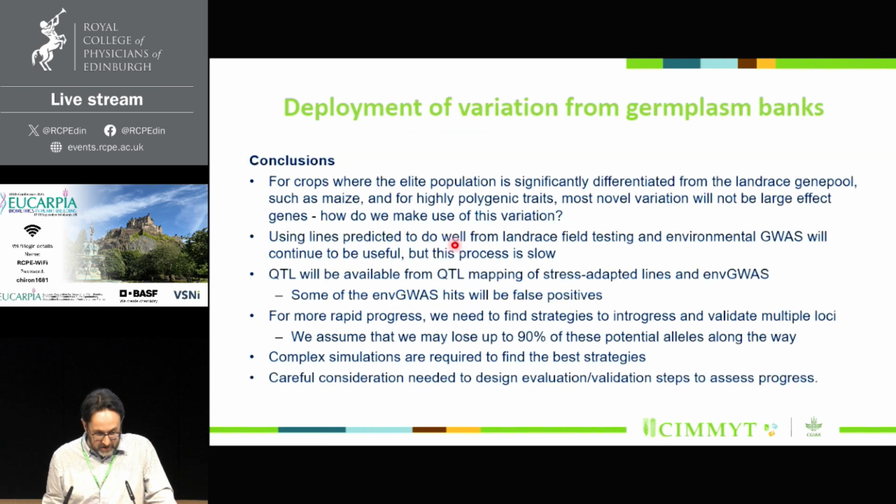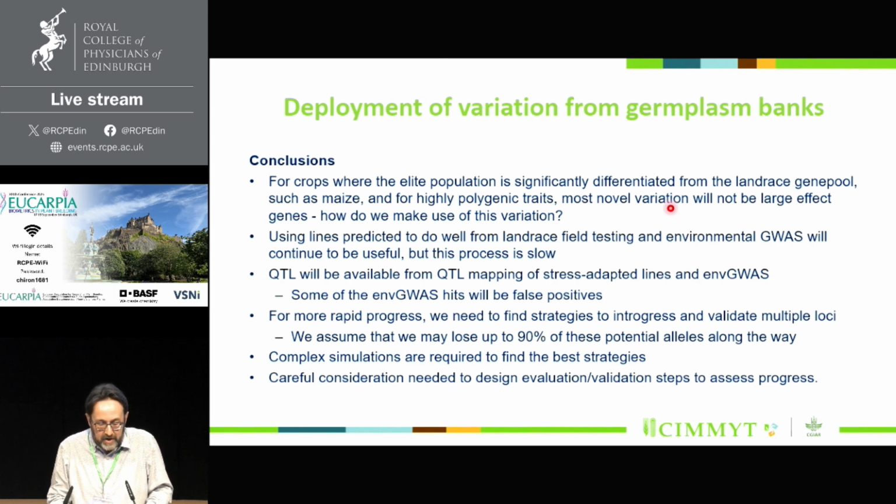To wrap up on deployment, for crops where the elite population is significantly differentiated from the landrace gene pool, like maize, and for highly polygenic traits, most of the novel variation we find is now going to be large effect genes. How do we use that variation is the question. We can continue doing what we've been doing before, use lines that are predicted to do well from landrace field testing, environmental GWAS, etc. This will continue to be useful, but this is a slightly slow process. Can we do it faster?